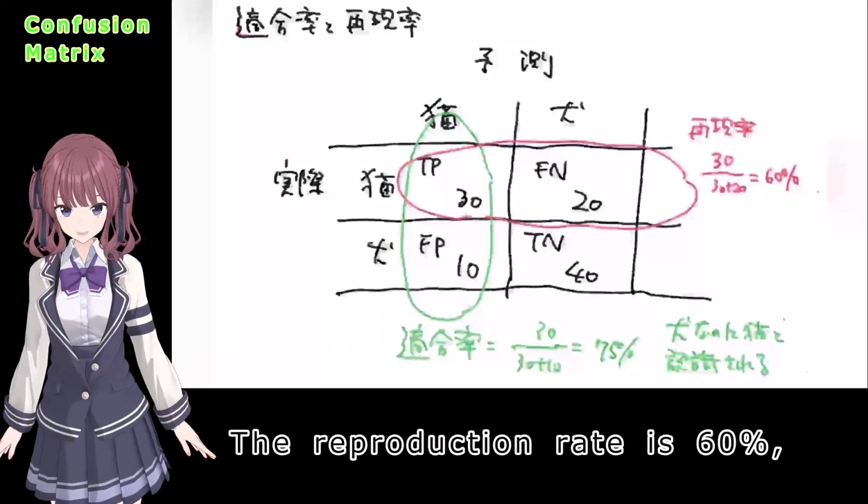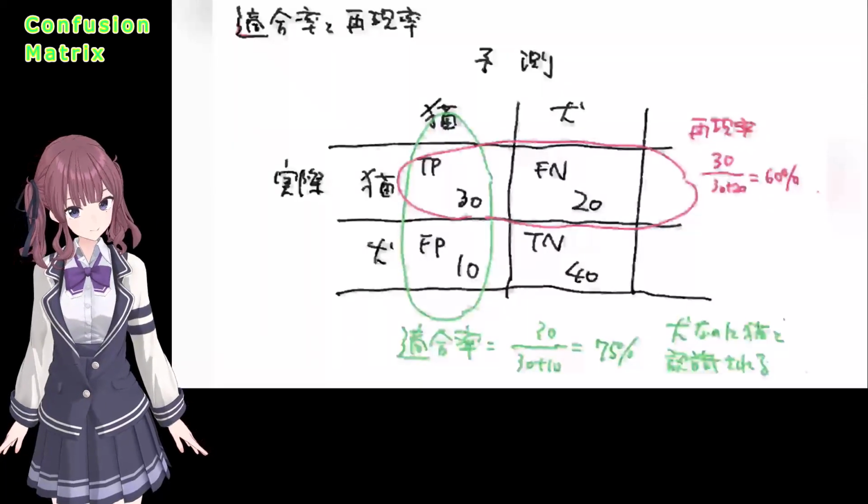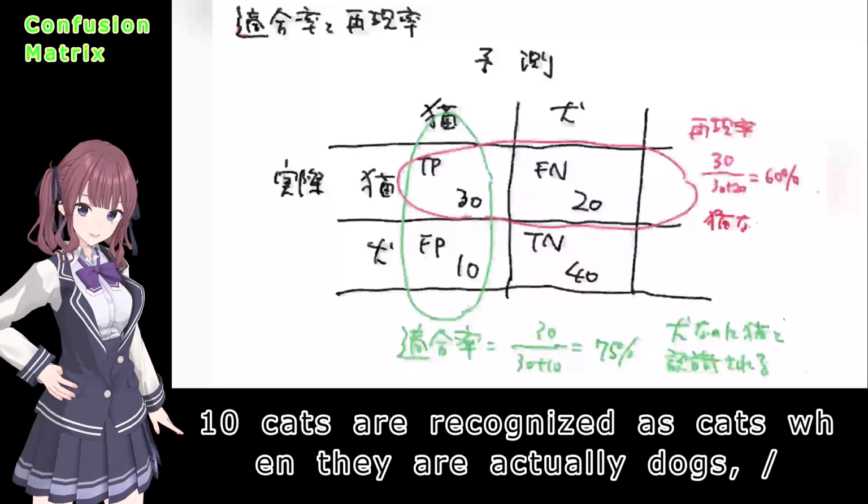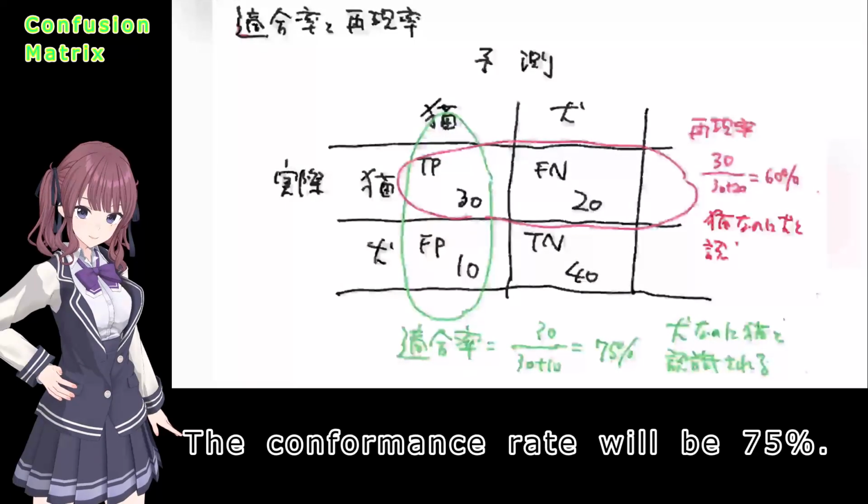The reproduction rate is 60. 10 cats are recognized as cats when they are actually dogs. The conformance rate will be 75.